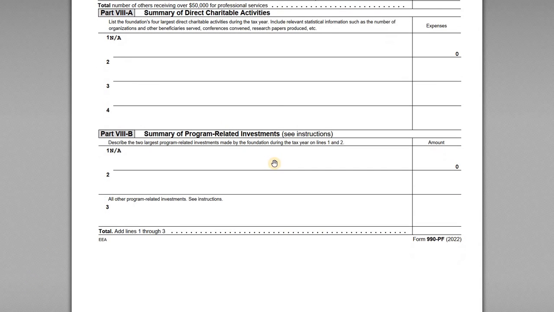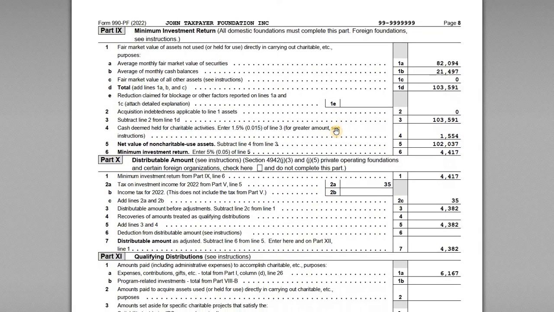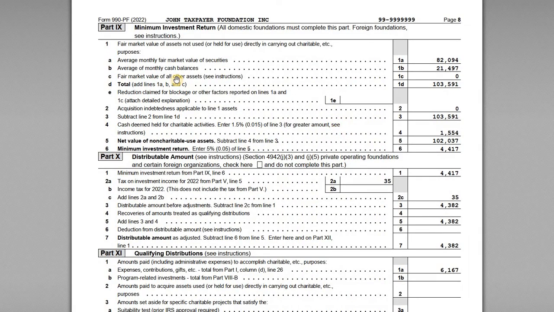And the same goes for the program-related investments for operating private foundations. To the extent you have made investments where you're earning a return on them, then you would list that information here. Okay, so Part 9 and Part 10. Minimum investment return and the distributable amount.